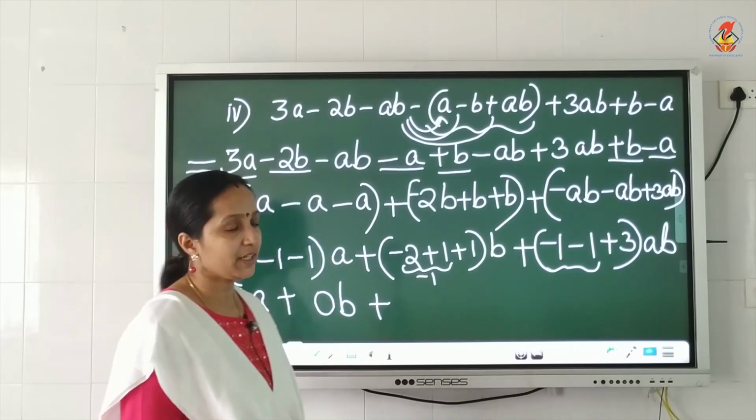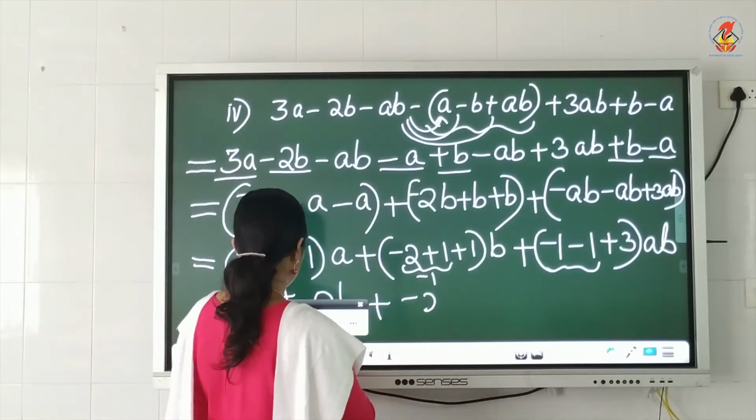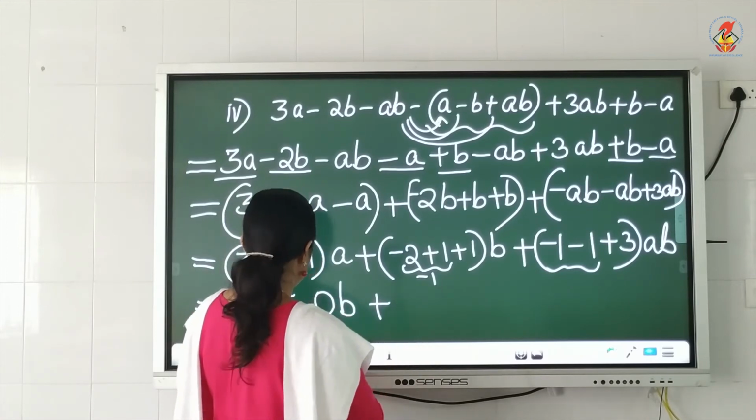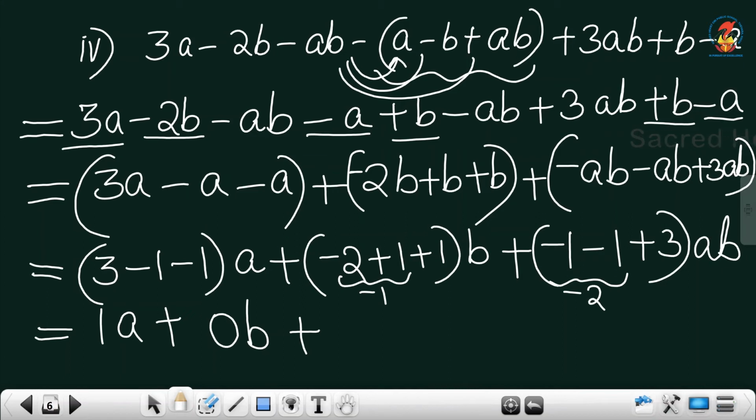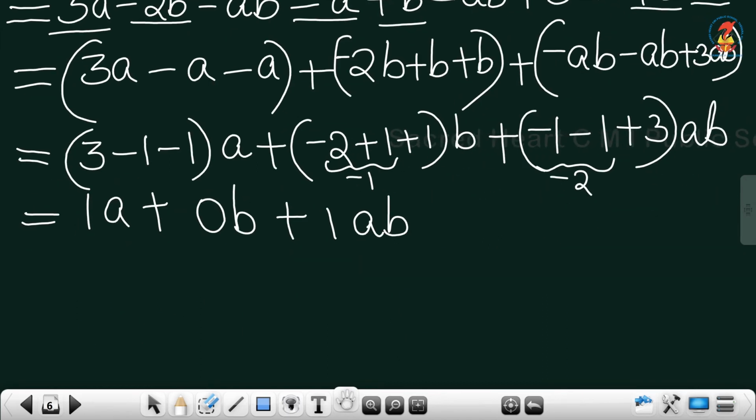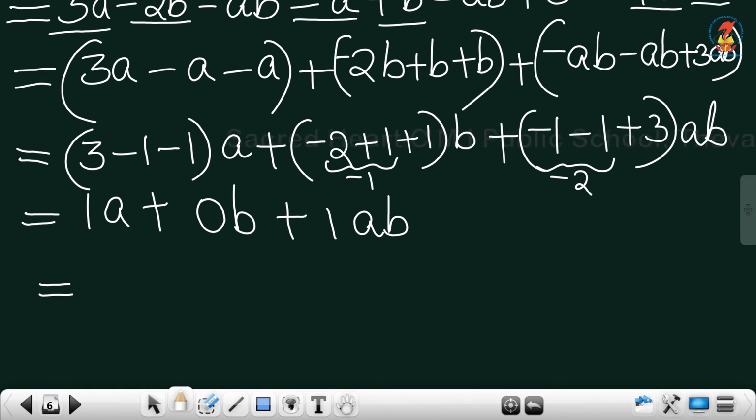Integer subtraction. Negative 2. Negative 2 plus 3, what is the answer? 1AB. We already studied that if the coefficient is 1, we will simply write the variable. That means if it is 1A, we will write it as A. If it is 0, we will not write that term. If the numerical coefficient is 0, that means the term is 0.